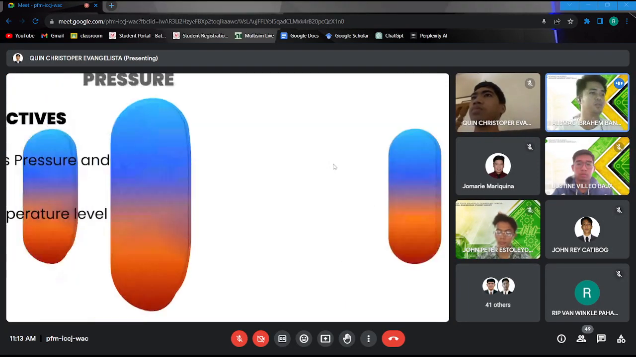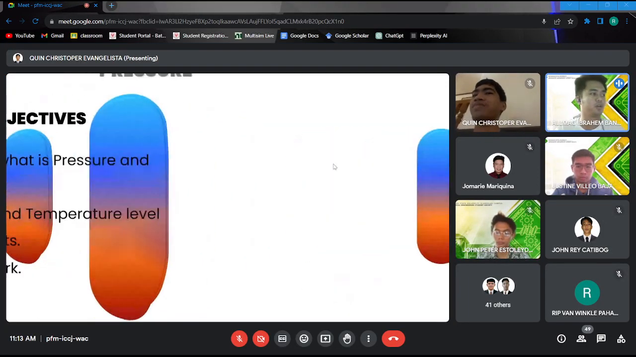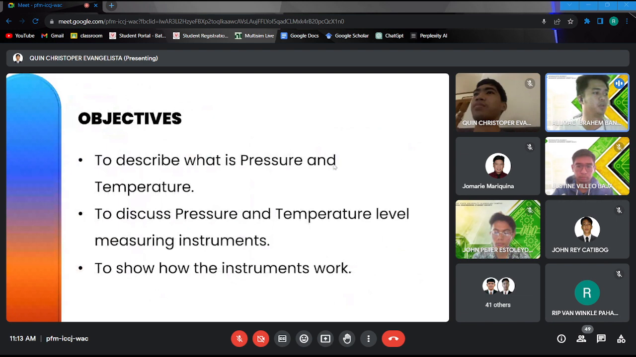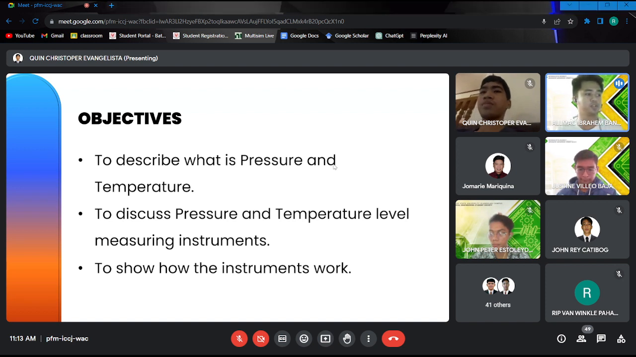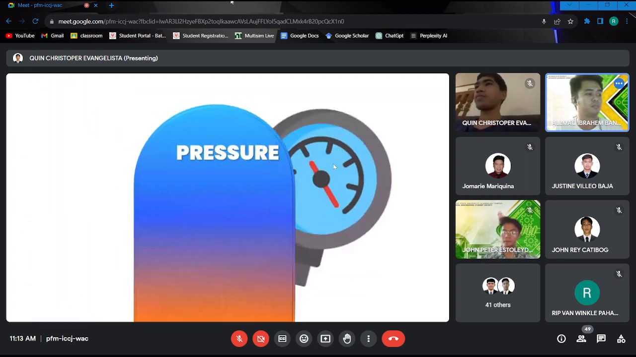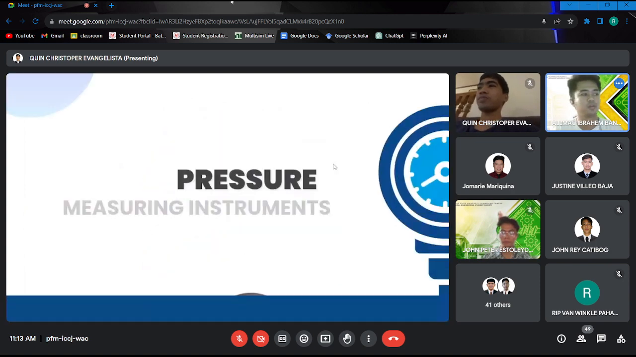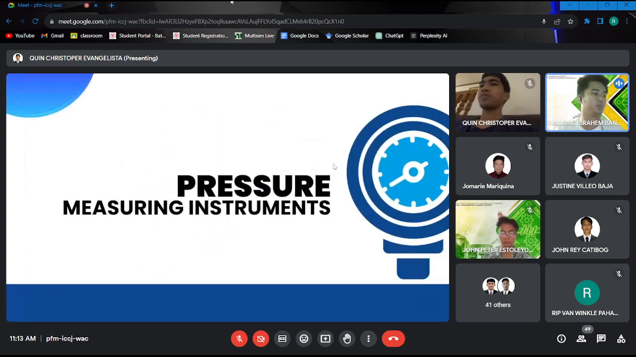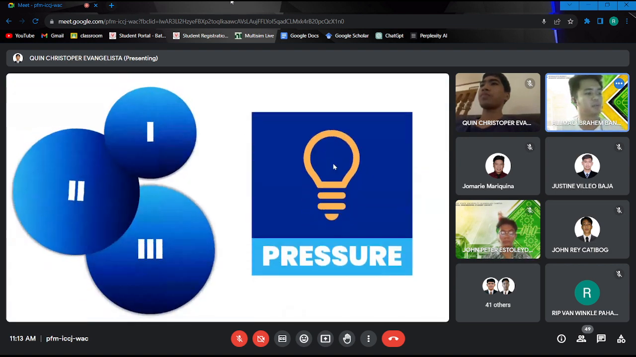Level. So first, our objectives: to describe what pressure and temperature are; second, to discuss pressure and temperature level measuring instruments; and lastly, to show how the instruments work. So our first topic will be pressure measuring instruments. First, let me discuss what pressure is.